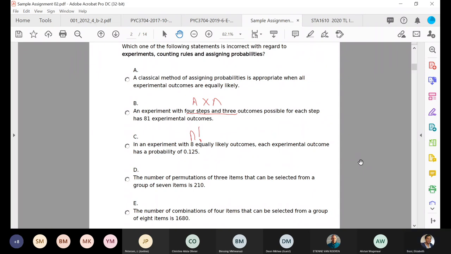Number D. The number of permutations of three items can be selected from a group of seven. Because they're talking about permutation of three from seven, we know we use nPr. The number of combinations of four items that can be selected from the group, here we're talking about the counting rules of combination, which is nCr, where n is your total number. Which one of the following statements is incorrect?